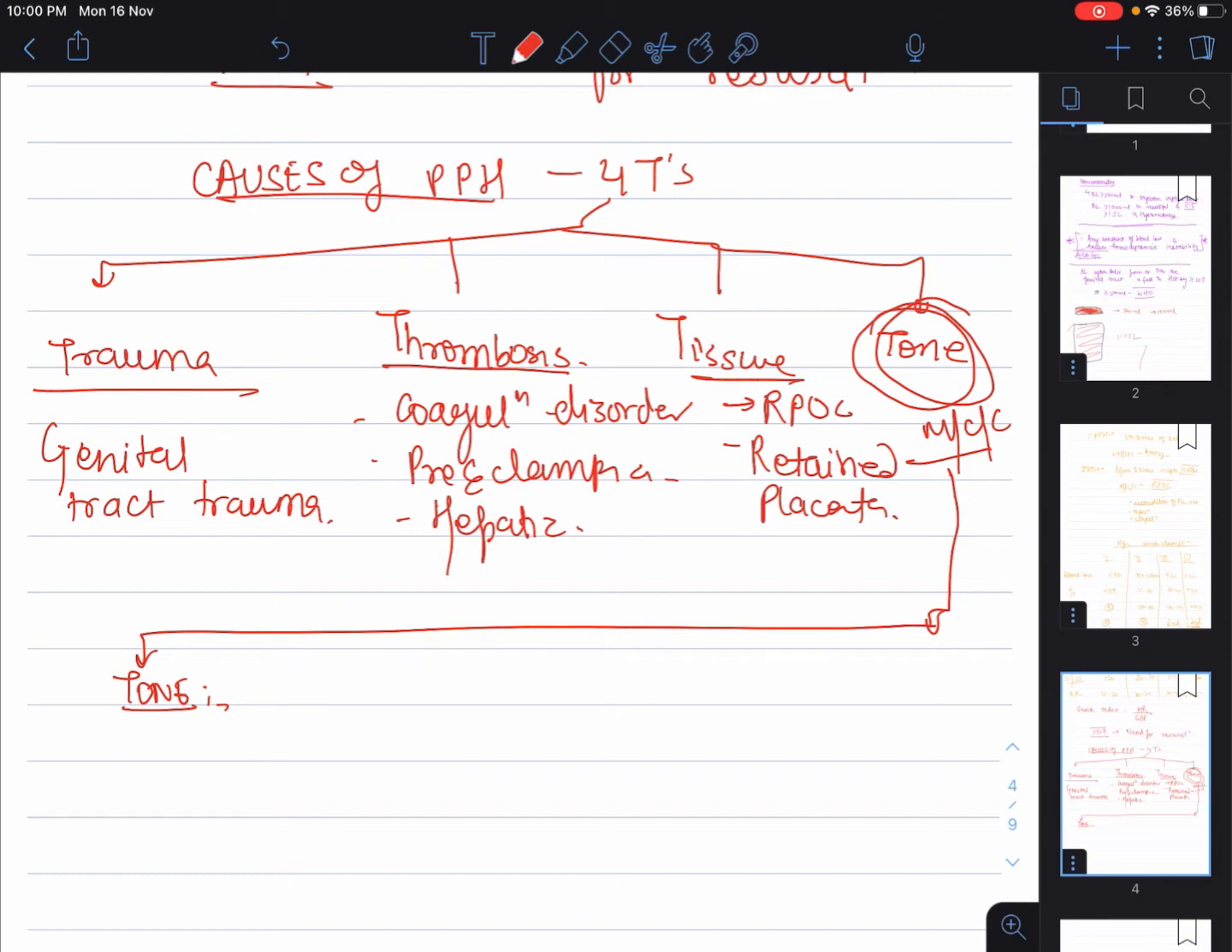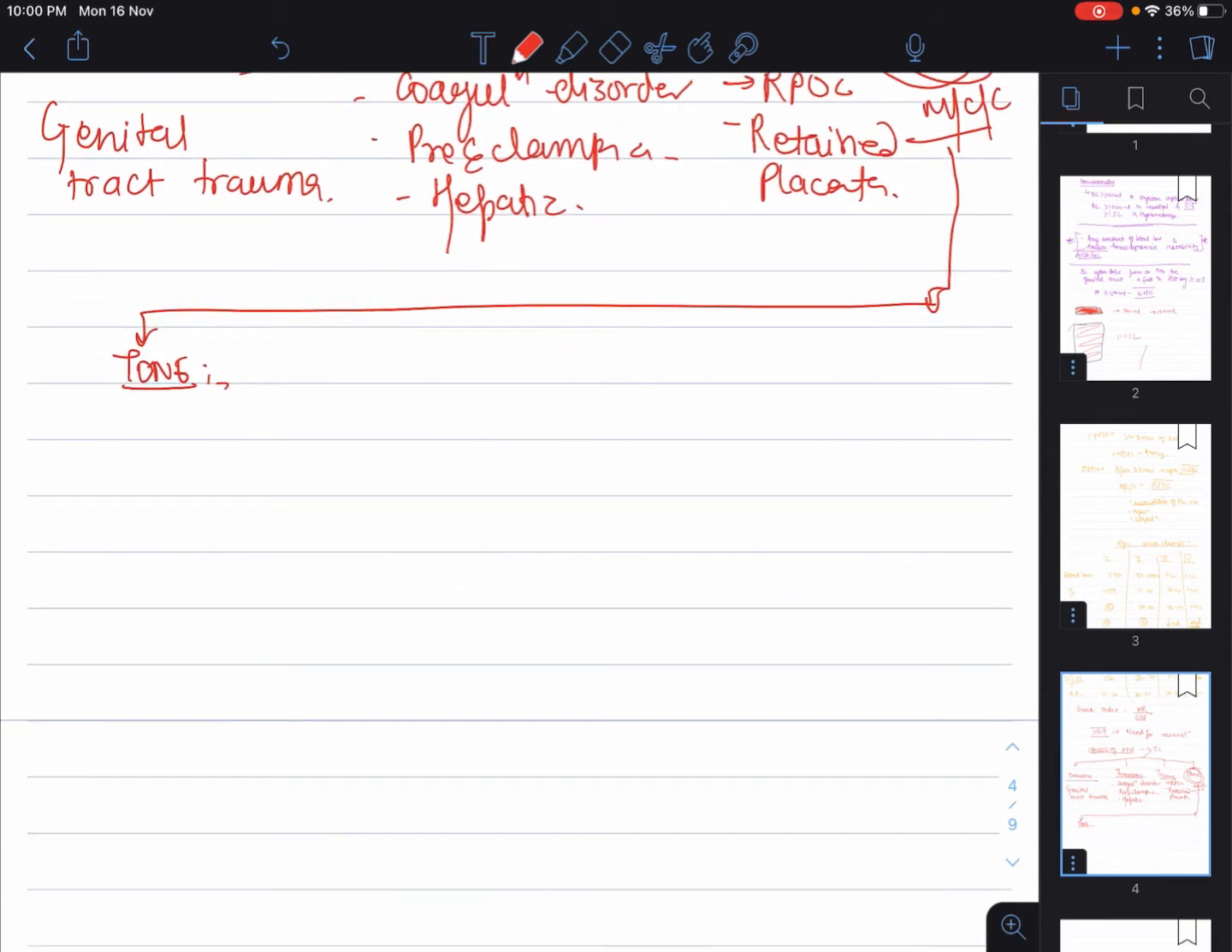Pardon my handwriting, it is atrocious, I know, but we'll try to work with it.